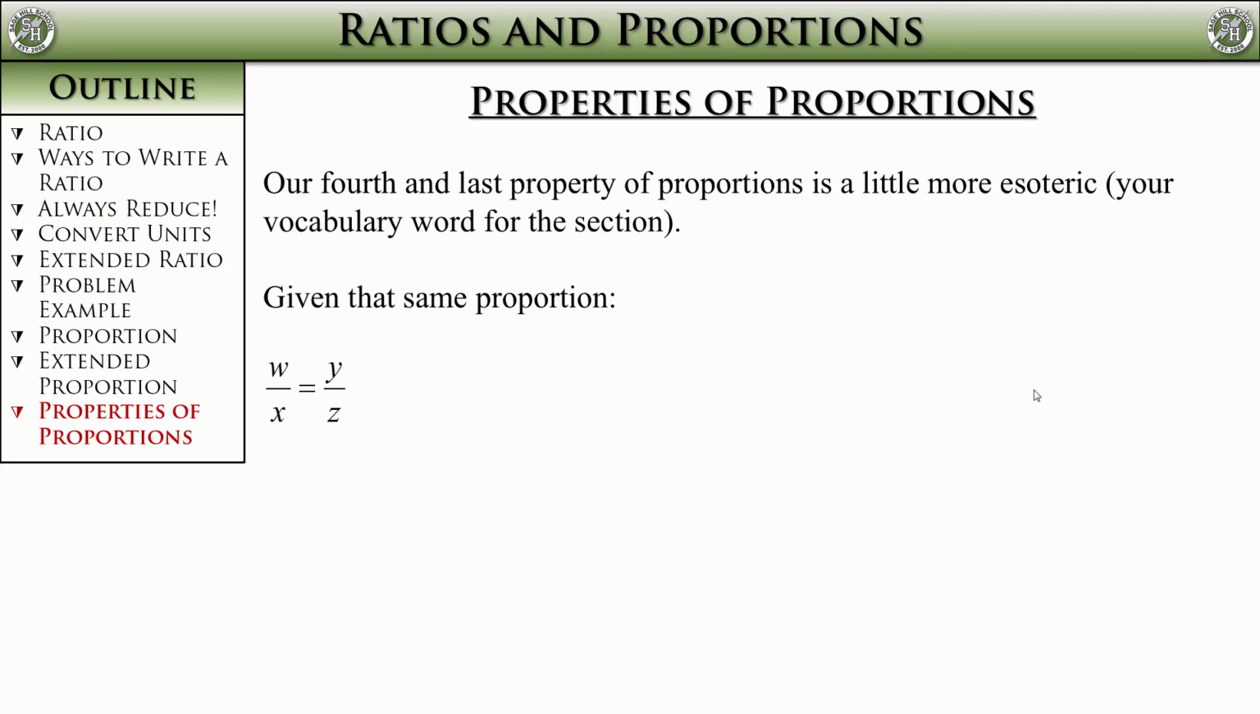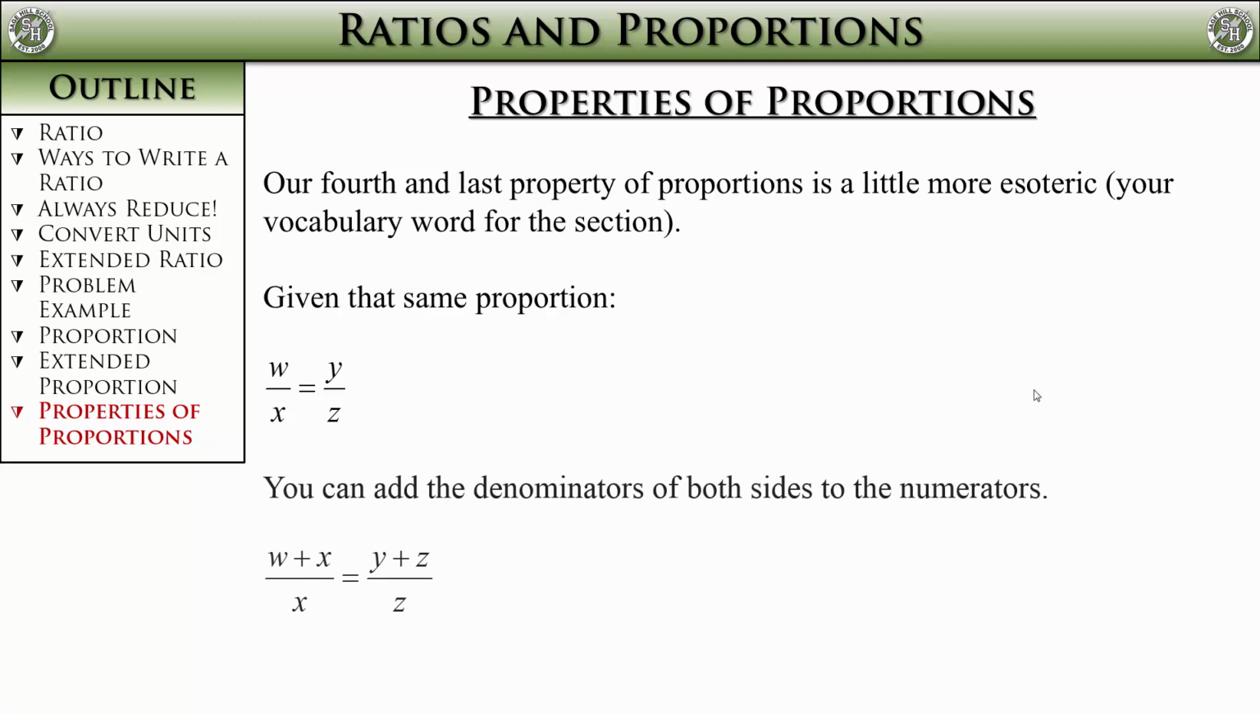Our fourth and last property of proportions is a little more esoteric, your vocabulary word for the section. We start off with the same proportion, but this last property says that you can add the denominators of both sides to the numerators. Now this may seem a little odd, but what you are actually doing here is adding 1 to both sides of the equation. It helps a bit to see that if I rewrite it like this. Adding the denominators to both sides is simply adding 1 to both sides of an equation, which is certainly allowable.